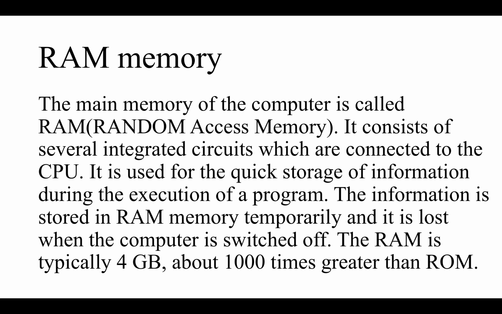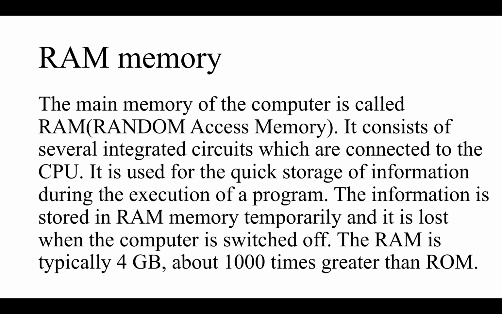That data is used. The information is stored in RAM memory temporarily. It means that data stored in RAM is not permanently stored, but stored temporarily for a very short time. Only for the time of execution it stores the data, and it is lost when the computer is switched off. When the electricity supply is interrupted, or electricity supply does not reach the computer, then the RAM will lose its data.